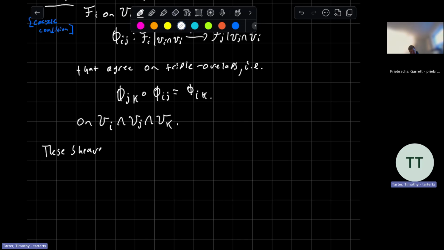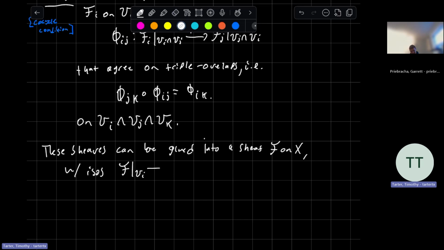These sheaves can be glued into a sheaf F on X with isomorphisms F restricted to U_i go into the ith sheaf, and the isomorphisms over intersections of open subsets are the obvious ones.